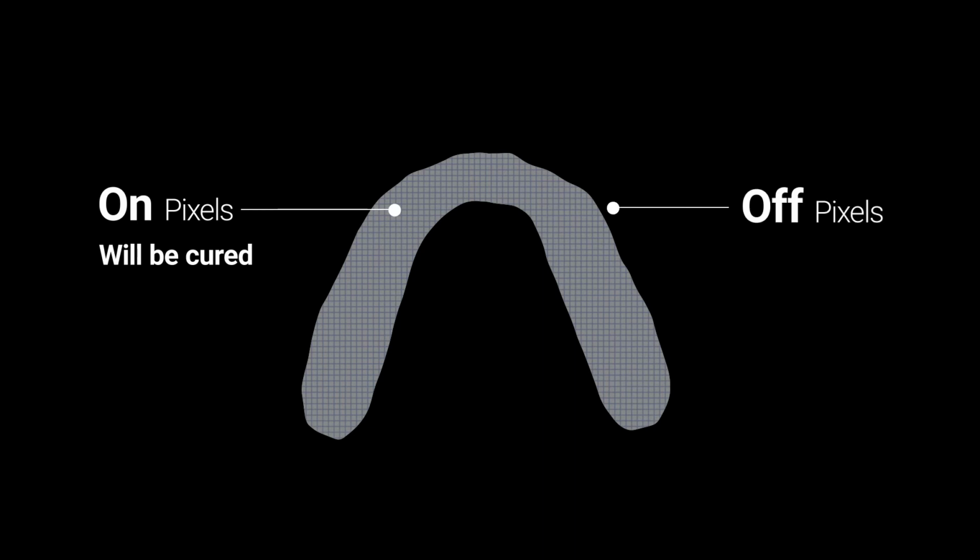This is a single print layer on the z-axis. This visual contains a set of instructions for each of your printer's individual DLP pixels, on or off. The on pixels are highlighted in gray. This is the area that the projector will cure on that given layer. The off pixels are black. This area will not be cured.